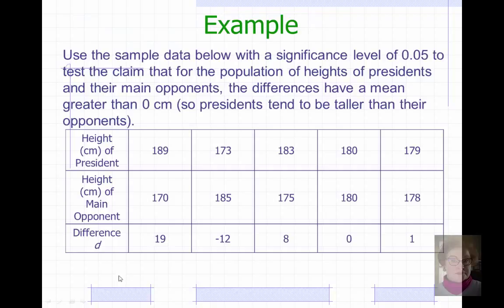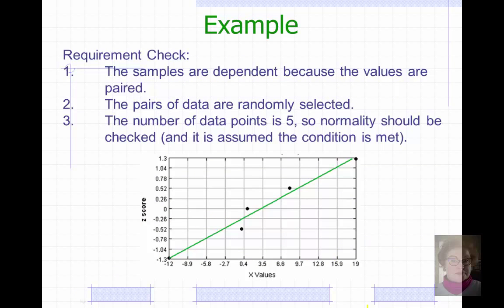So we go back to our sample data, and step number 1 is to calculate the differences. Then we do our data analysis only on the differences. We need to check that the samples are dependent and the values are truly paired. We need to know that those pairs are simple random samples, and because we have such a small sample set, we're going to check the normality and assume that that's met. This is a graph of a test we haven't done to check for normality, so don't worry about that part.